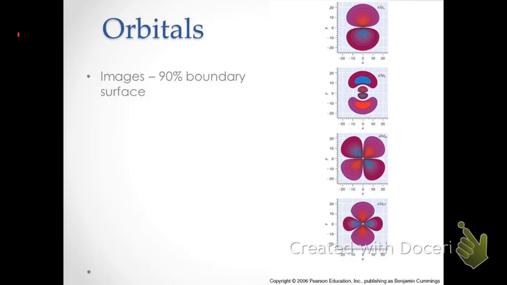Well, the reality is that when we draw these images, we have what are called 90% boundary surfaces, and that means we simply indicate these boundaries which correspond to a region. They bound a region within which there's a 90% probability of finding the electron. So it's not 100%. When we look at the p orbital here, this shape does not represent 100% probability of finding the electron within the lobes, but actually 90% probability of finding electrons within those lobes.